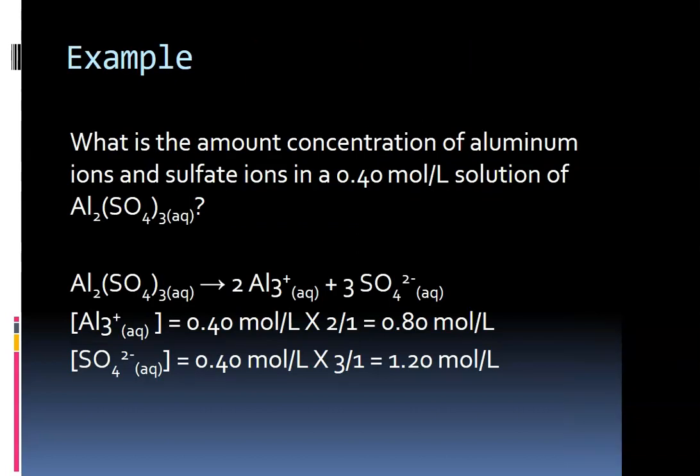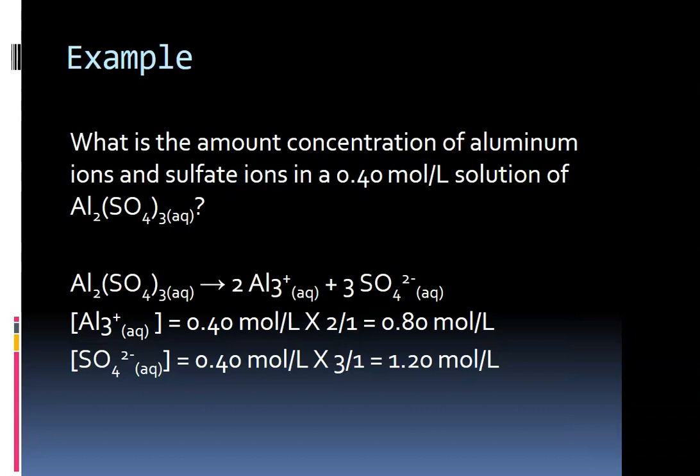In this example, we have an aluminum sulfate solution that has a concentration of 0.40 moles per liter. The first step in calculating the concentration of the ions is writing the balanced dissociation equation. From there, we need to use mole ratios of the coefficients to calculate the concentrations of the ions.